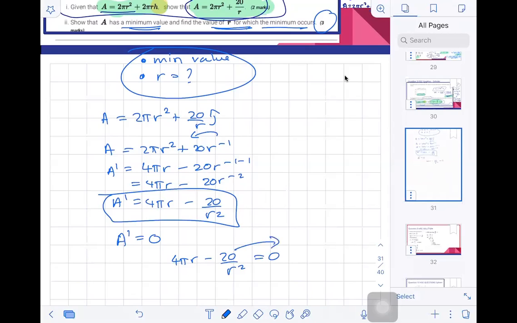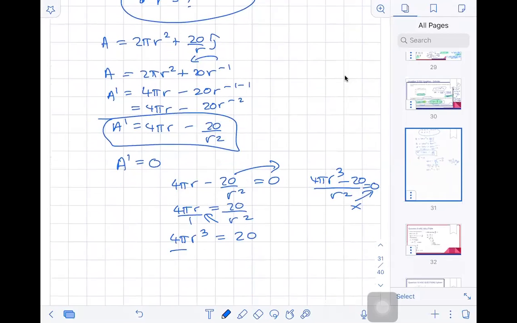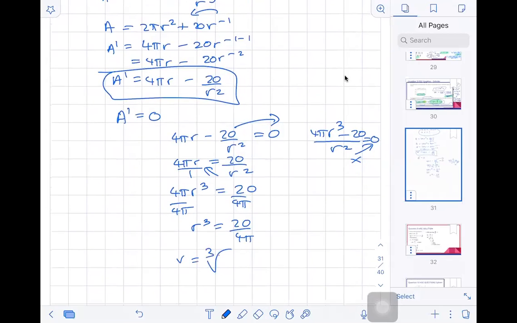Okay, if you bring the 20 over there, sometimes it's easier just to do the cross multiply method. You could also get a common denominator, which is 4 pi r cubed minus 20 on r squared equals 0, and then times by r squared. That's another way. Okay, so moving this up here, that's 4 pi r cubed equals 20. Divide by 4 pi. r cubed is 20 on 4 pi. r is the cube root of 20 on 4 pi. r equals the cube root of 5 on pi. Okay, so that's the r value.